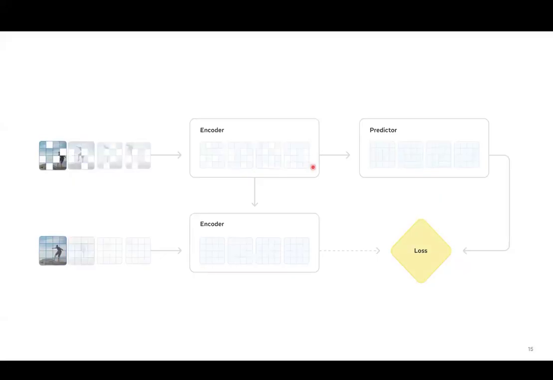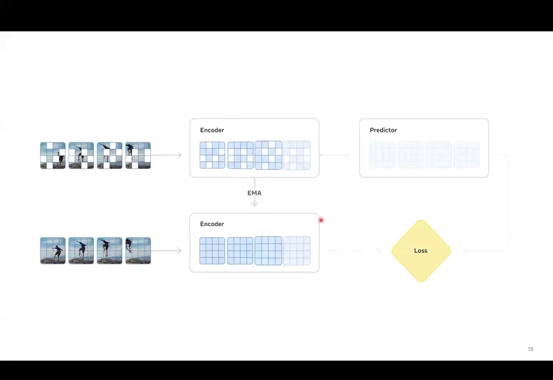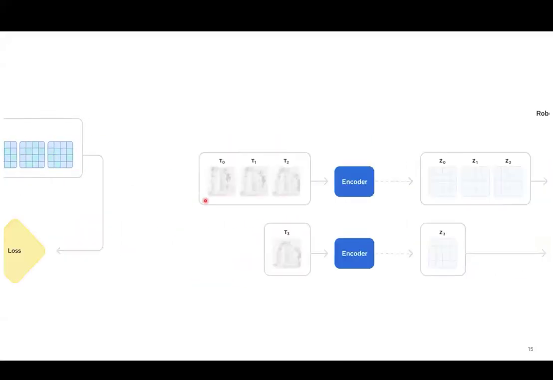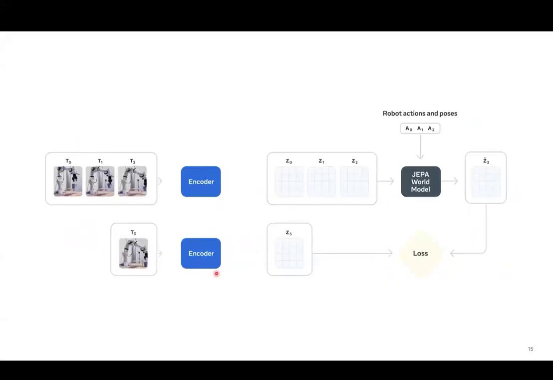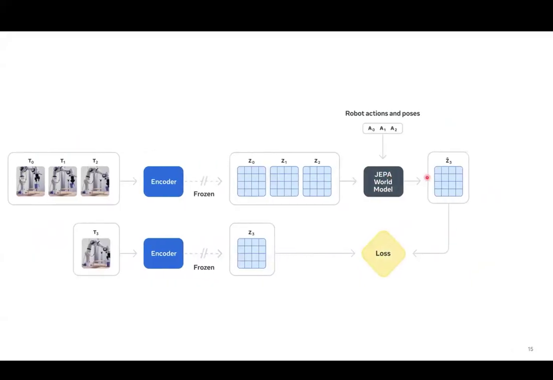This is the overall pipeline. First, self-supervised learning is done, and then with the small-scale robot data, the encoder is frozen and the predictor is learned. This JEPA world model is just the predictor, as I mentioned.